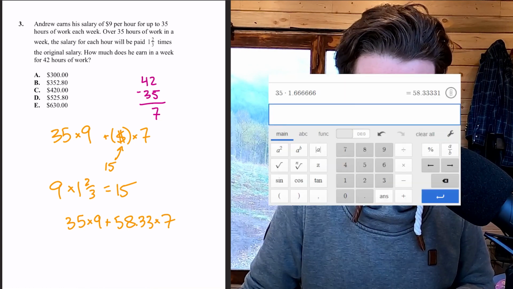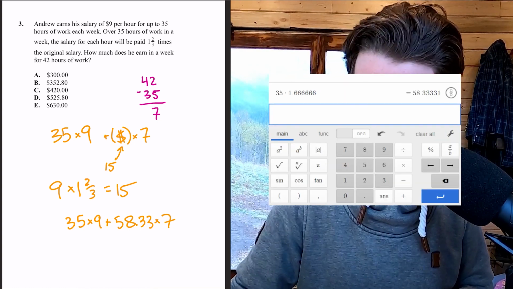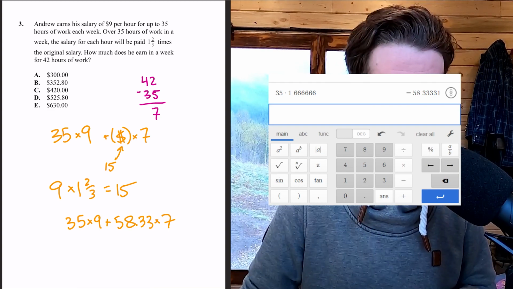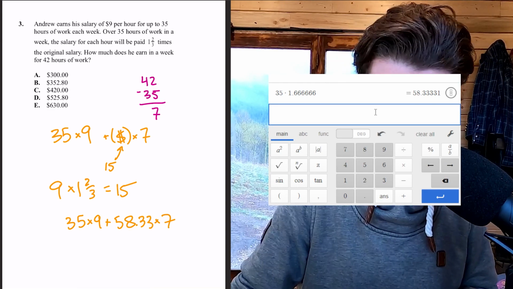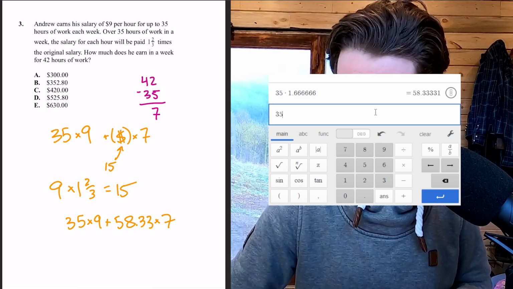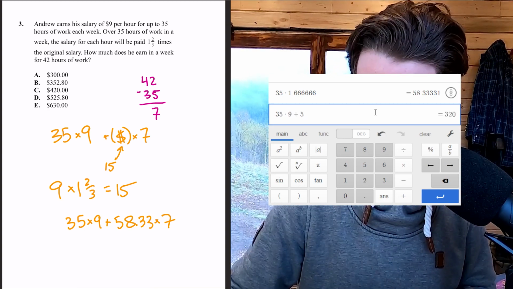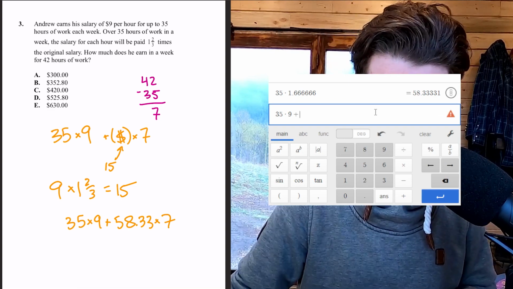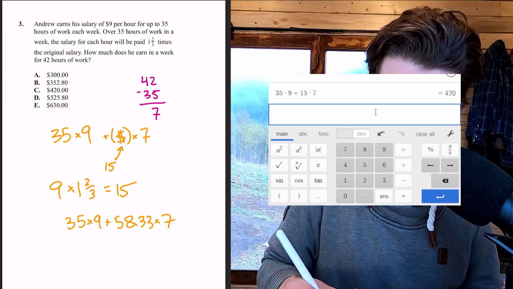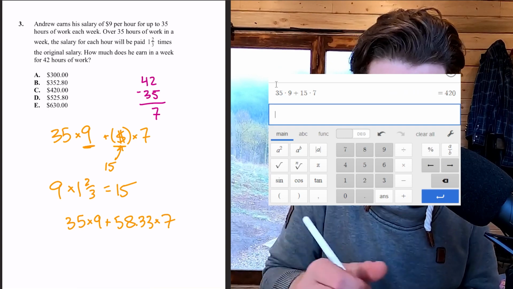So 35 times 9. Let's bring this up again. We got 35 times 9 plus 15 times. I should have realized. I'm so focused. $58 an hour is insane. So 35 times 9 plus 58. Oh my gosh, I'm doing it again. This is a disaster. 15 times 7. You know what I did, I switched the order of the pay rate. That's what confused me. The answer is $420.